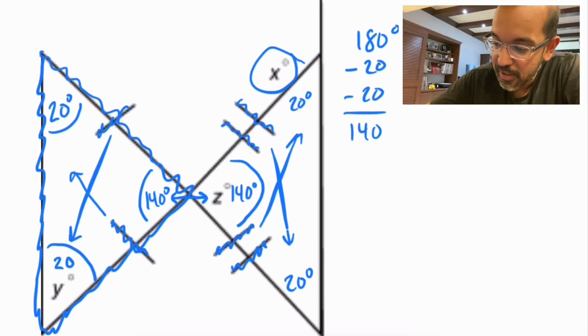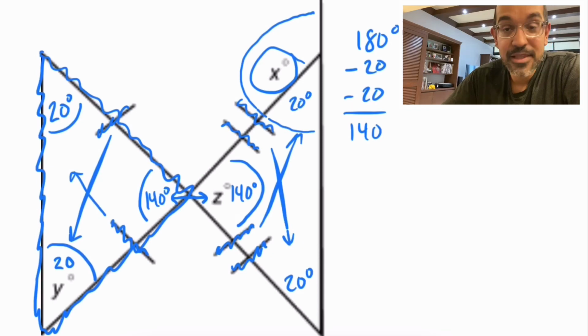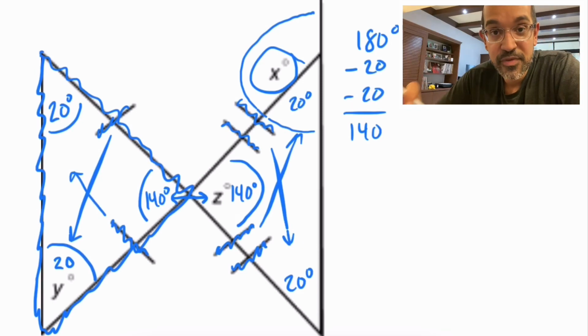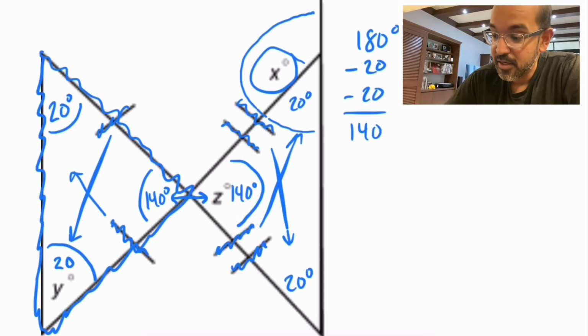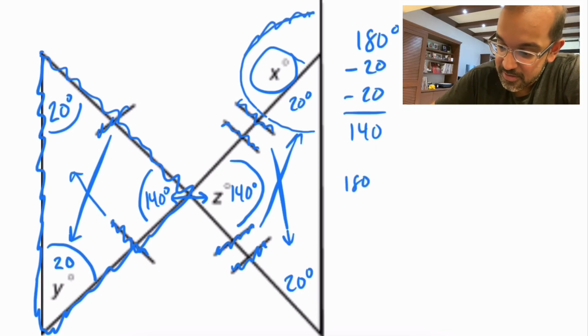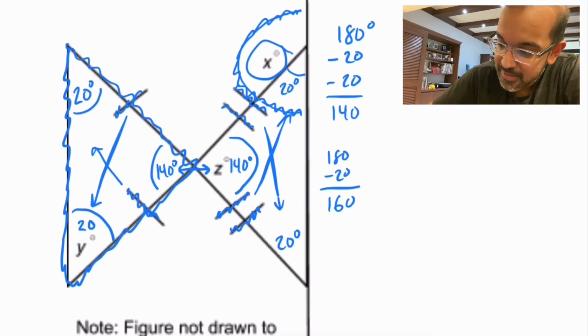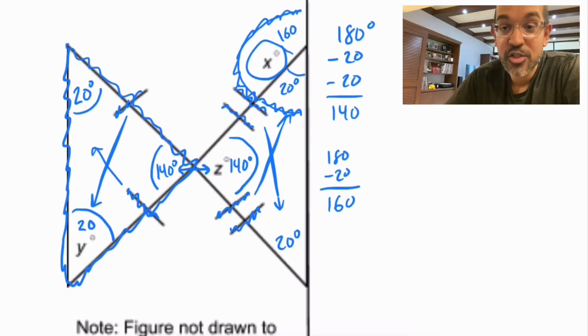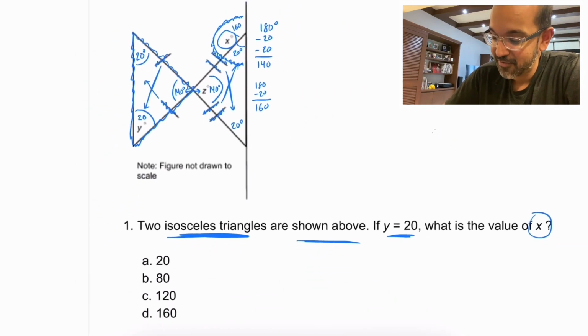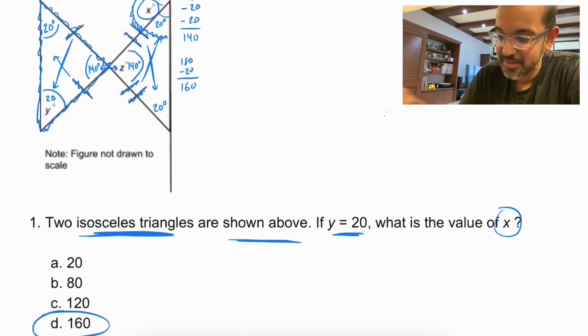What we're going to do now is, what is the degree measure of a line back to itself? Well, the degree measure of a line is 180 degrees. So it's 180 for this entire measure here. We take away 20 for this piece of the angle. We take away 20, right? And what are we left with? 160. So x is 160 because 160 and 20 would be 180. And that's given to us in answer choice D.